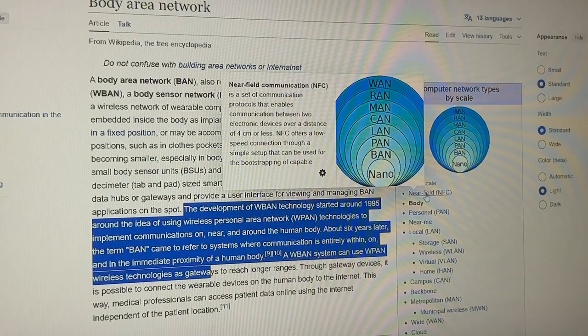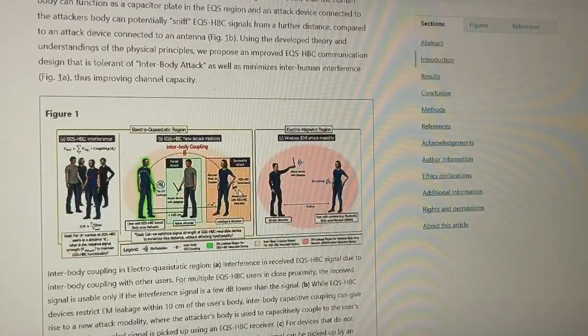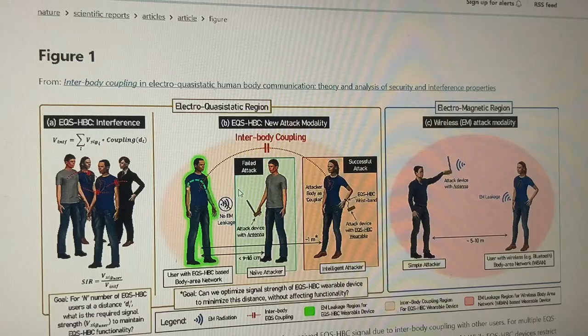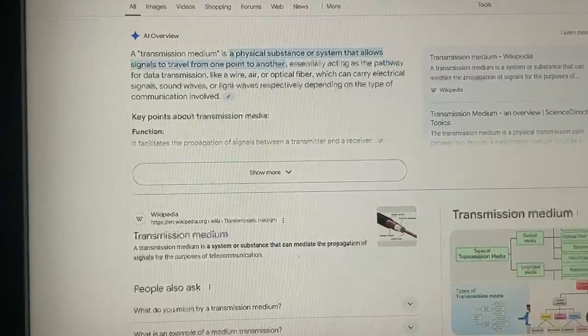That is part of why they went to human body electroquasi-static. Because, see, an Odious Odie could come up on you with an antenna, and the old Bluetooth way of doing it had this huge 5 to 10 meter bubble, okay? But with the new interbody coupling, it's a failed attack because we're going through the body only and shutting you out. How are we doing that? We're using your body's own tissues and fluids, remember? You are the transmission medium.